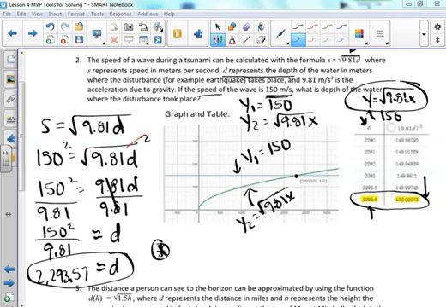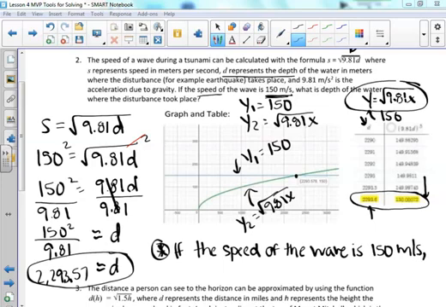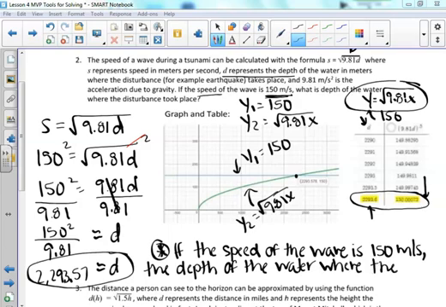The last part of this was to write a statement. So if the speed of the wave is 150 meters per second, the depth of the water where the disturbance takes place is 2,293.6 meters.